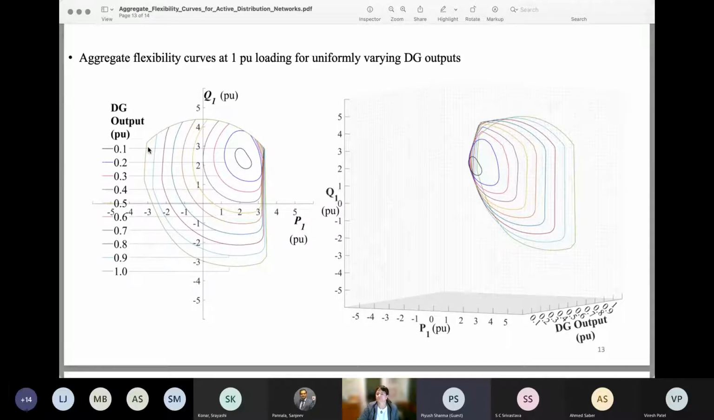What a system operator can do is share a family of such curves so that the transmission operator can decide himself, depending on looking at the curves. Let's say this particular curve shows the flexibility available in the distribution network for DG outputs varying from 0.1 to 1. That is the best that can be done. Yeah, completely agree.